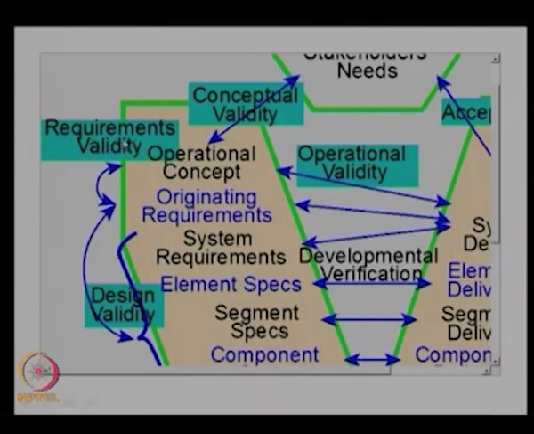Requirements validity is basically ensuring that the originating requirements are sufficient, and that for this operational concept we have identified all the originating requirements. All the requirements have been identified, or we have to add a few more, or there are requirements which are not needed. That kind of analysis is the requirements validation. So, in this requirements validation, we look at all the requirements identified for this operational concept as well as to meet the customer needs, and if they are satisfying, then we get the requirements validity.